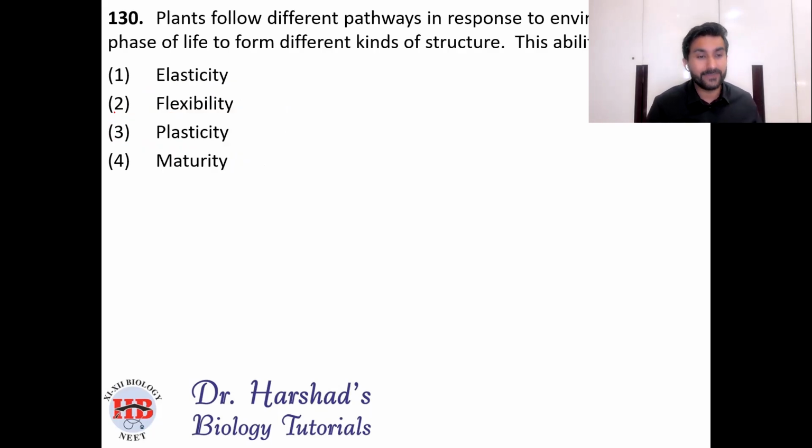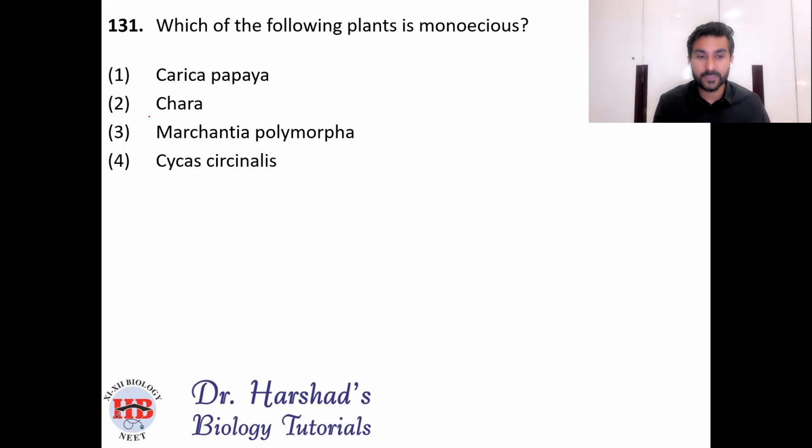Plants follow different pathways in response to different environments and phases of life. This was your example of larkspur and buttercup showing heterophylly. This was the example of a property given in your plant growth chapter with a diagram. That is the property of plasticity. If you remember, buttercup and larkspur are the examples under this. Which of the following plants is monoecious? Now, if you remember, chara is a diagram given in the chapter reproduction in organisms, where you have monoecious and dioecious plants as examples, whereby chara has been given as the example under monoecious plants.